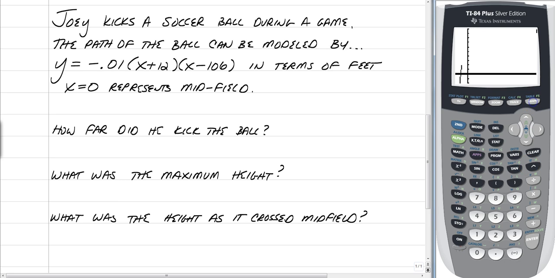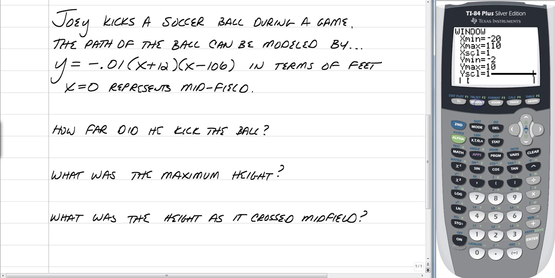So you're going to click Graph. And you'll notice that the parabola goes over the maximum height. So we're going to need to change. We can see the left, we can see the right, but we can't see the top. So we're going to need to change that.